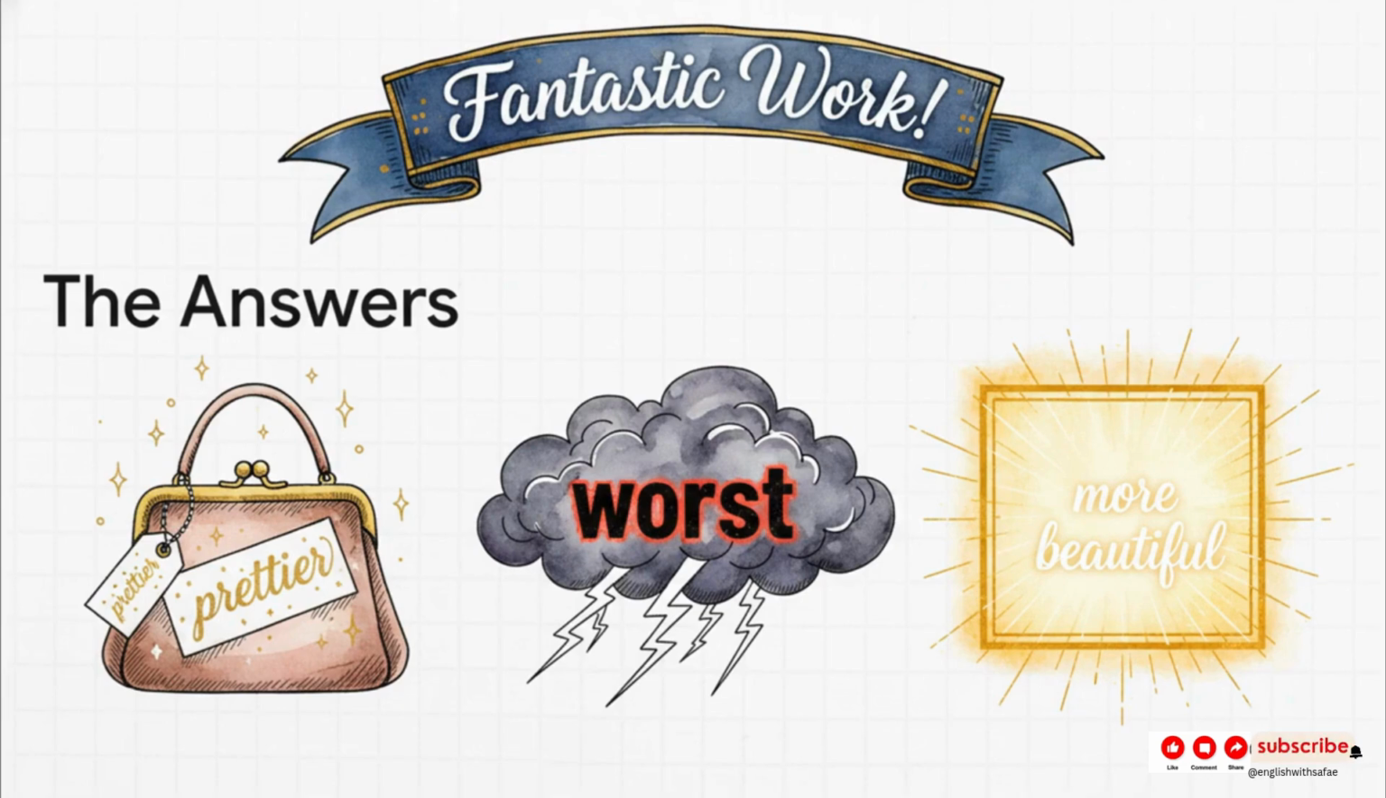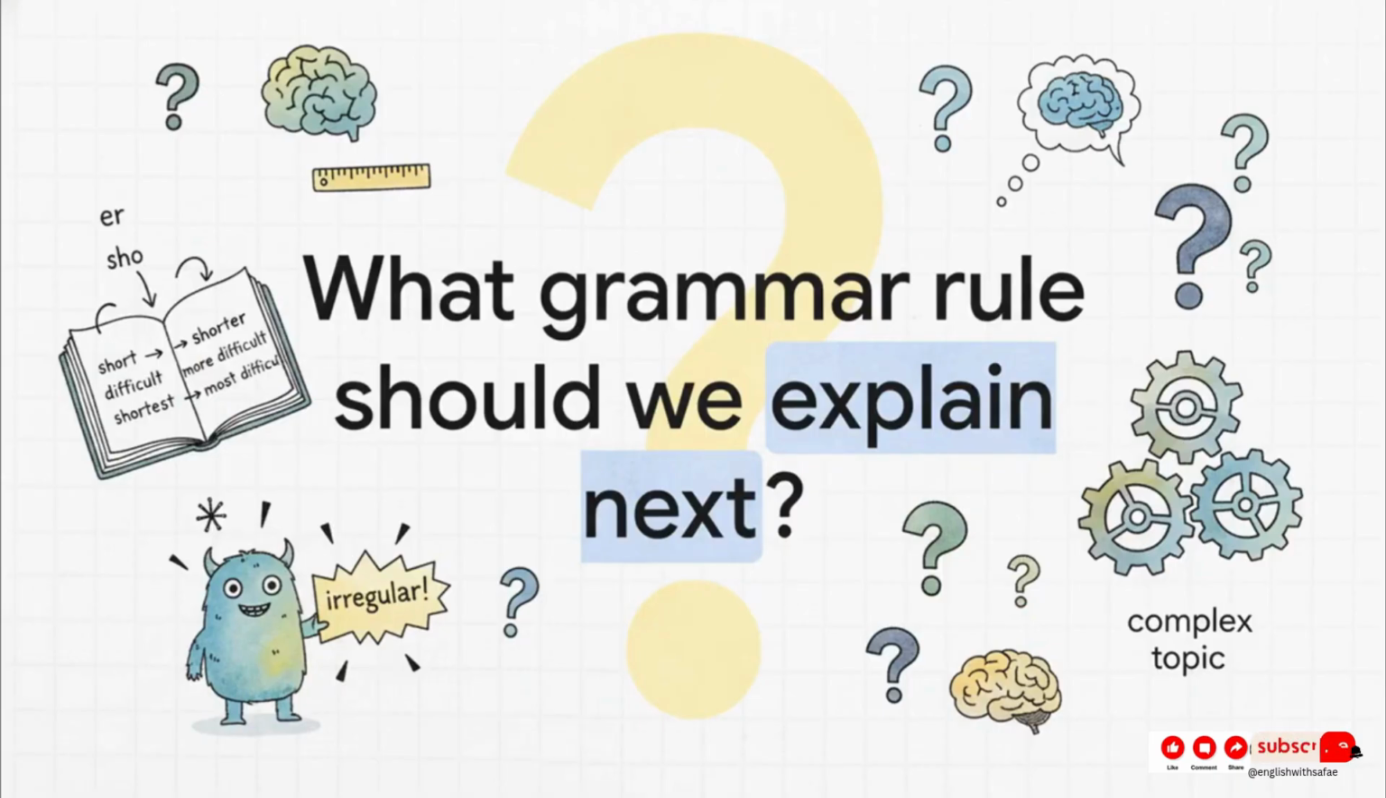So how'd you do? If you got all three right, go ahead and give yourself a pat on the back. You have officially mastered the rules of comparison. And there you have it. That's our deep dive into comparative and superlative adjectives. From the simple er and est all the way to more and most, and of course, those tricky irregulars, you now have the complete toolkit. You can make your comparisons sound precise and powerful.